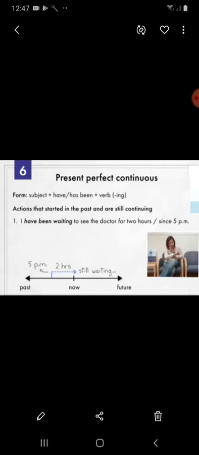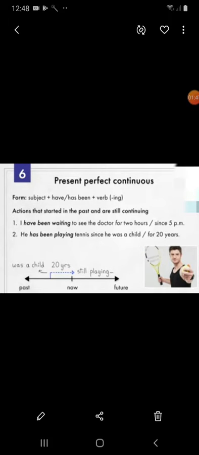in this sentence. So here is another sentence. So he has been playing tennis since he was a child. This is another example. So he started when he was little, maybe when he was 5 years old, and he still plays tennis now. So let's say he is 25 at this time. So he has been playing tennis for 20 years.